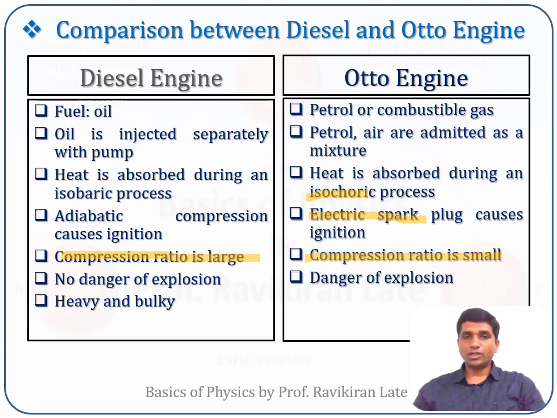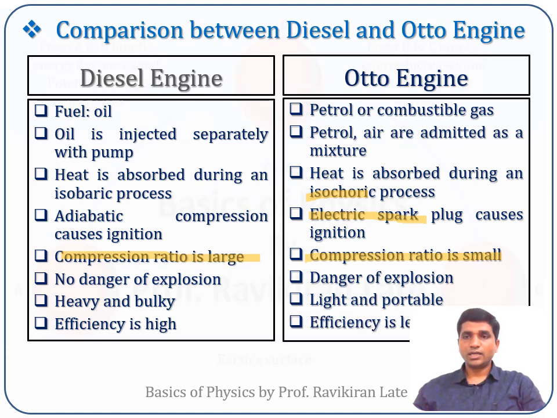Relatively, if you compare with the auto engine, the diesel engines are heavier and bulky, but the auto engines are lighter and easily portable. It can be moved from one place to another place. And if you consider from the efficiency point of view, efficiency of diesel engine is very high as compared to the efficiency of an auto engine, which has a relatively low efficiency.